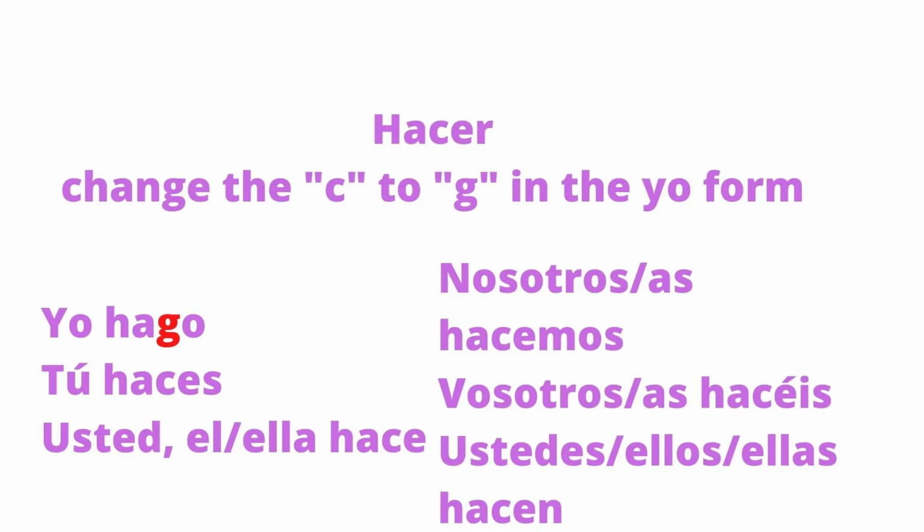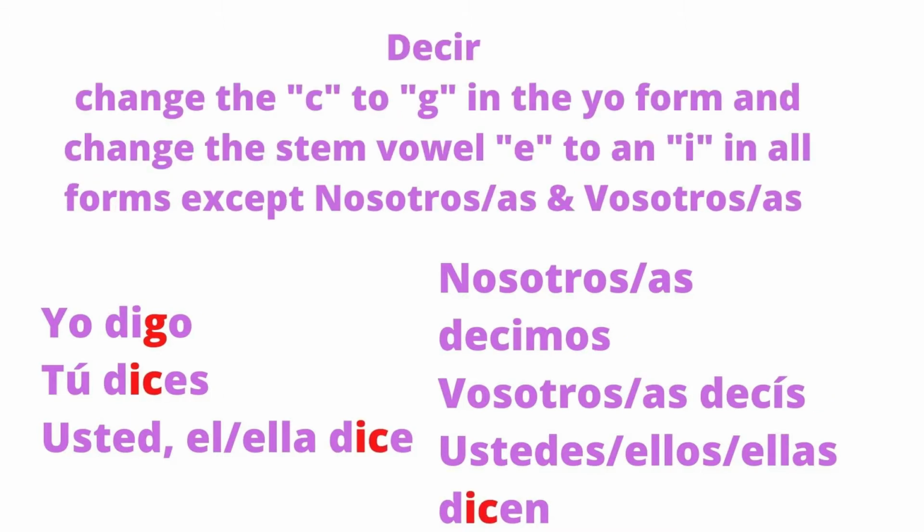And irregular verbs like hacer, which means to do, and decir, which means to say or to tell, change the C to G in the yo form. Here are the conjugations for each of these verbs. Again, feel free to jot this down. Also, with the verb decir, you would change the stem vowel E to an I in all forms but nosotros, nosotras, and vosotras forms. Now let's practice using some sentences using the irregular verb tener.